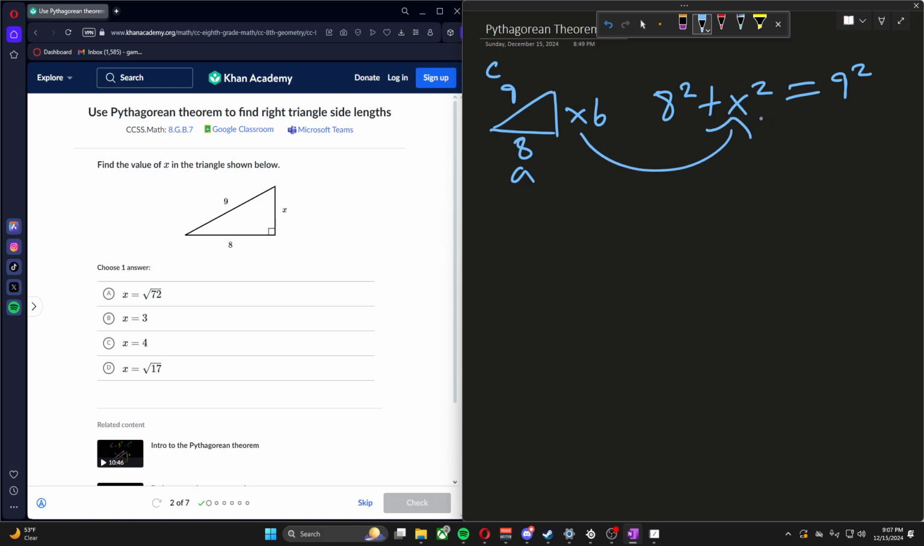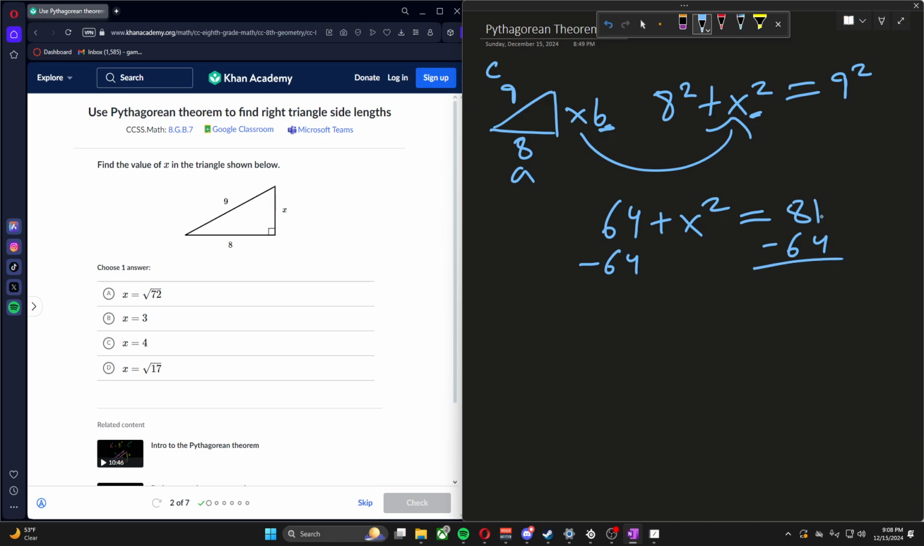We just bring our x over from here. X is our B, so this also has to be our B. And then once again, basic algebra from here. 8 squared, 8 times 8, we already know is 64. We bring down our x squared. We do 9 squared. 9 times 9 is 81. We move our 64 to the other side by subtracting 64, also known as taking the inverse. 81 minus 64.